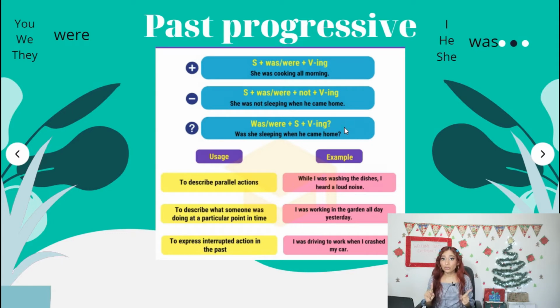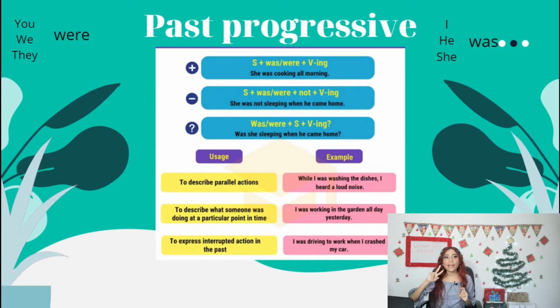This is what I'm going to explain right now with the usage. The past progressive or past continuous is used to describe parallel actions. So, for example, if I'm doing this right now, my sister is doing another thing in this exact moment.